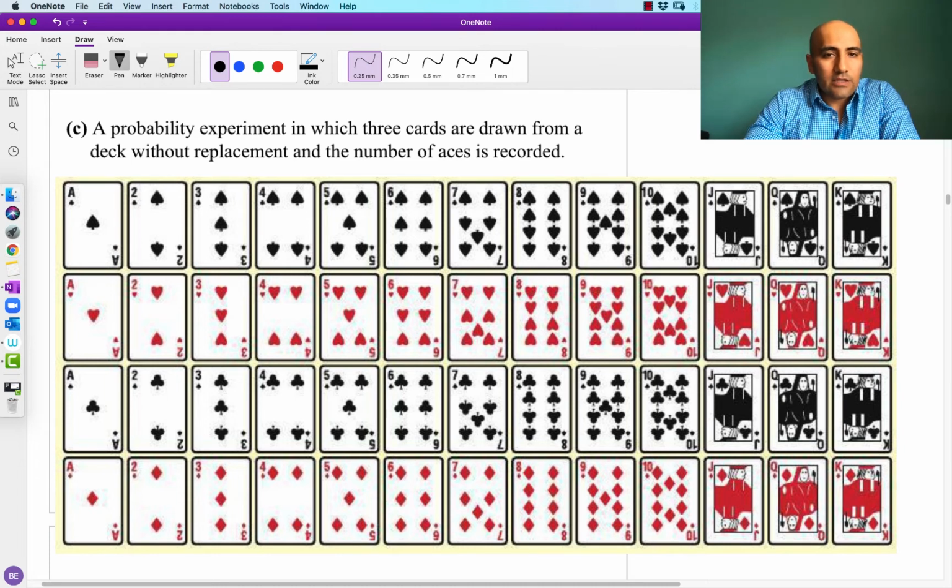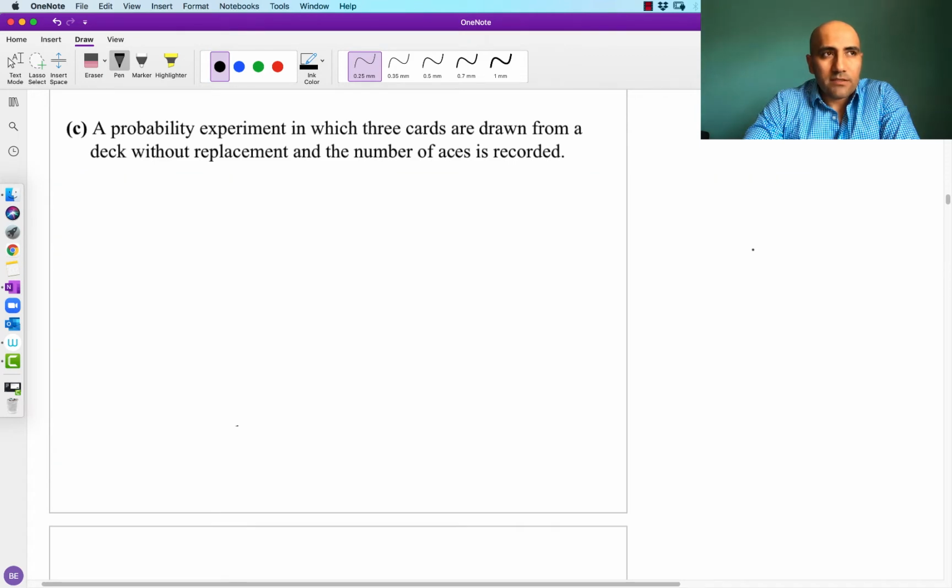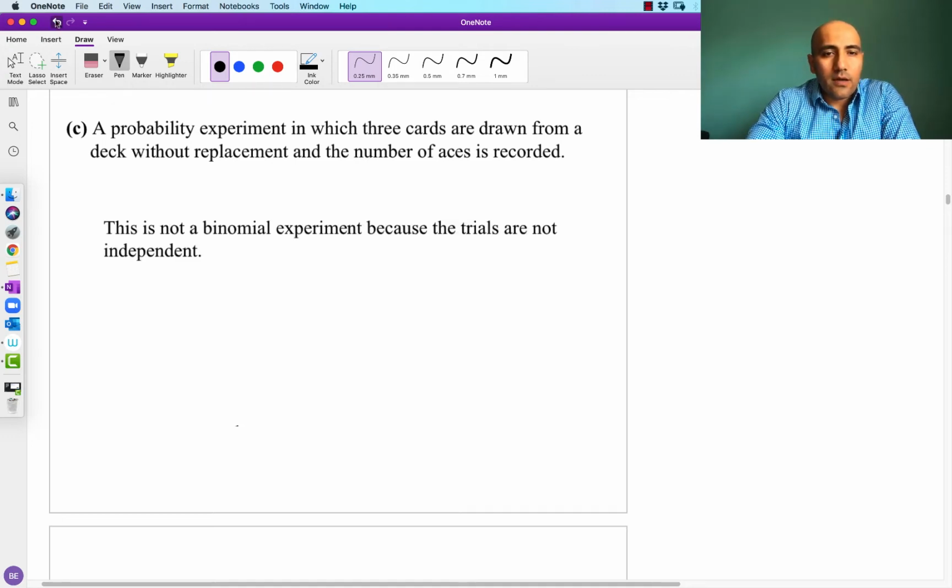And you do that a total of 3 times. Does this satisfy the conditions of a binomial situation? Is this a binomial random variable? And the answer is, no, it is not. It is not a binomial. It's not a binomial experiment because the trials are not independent from one another.